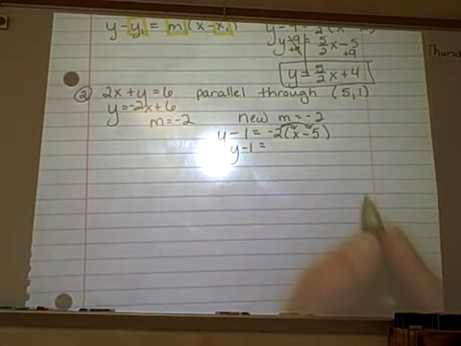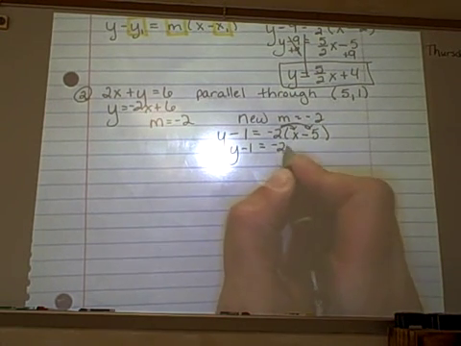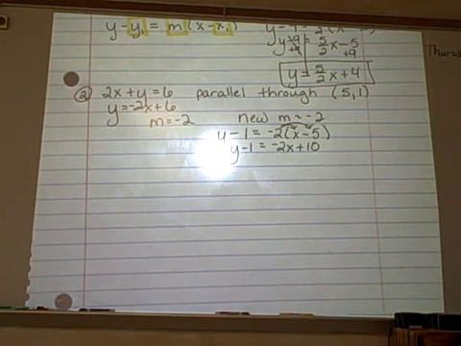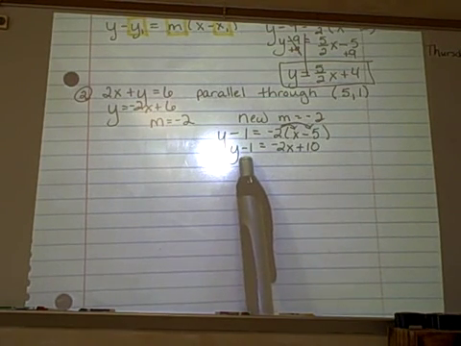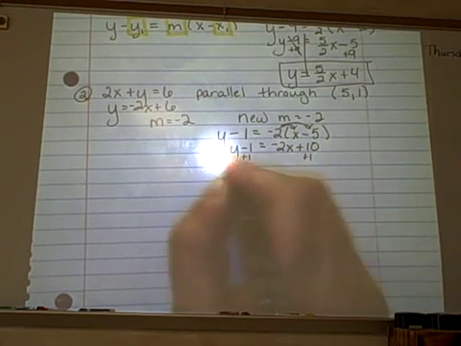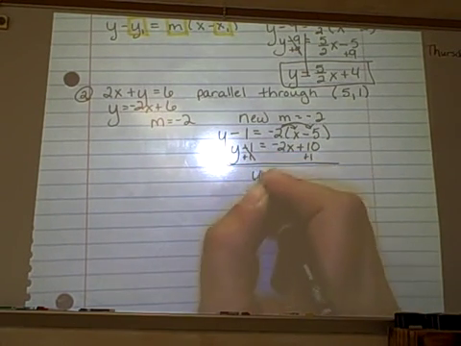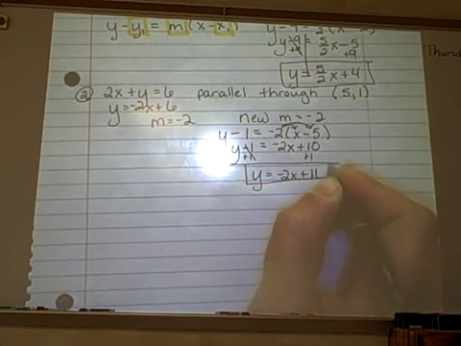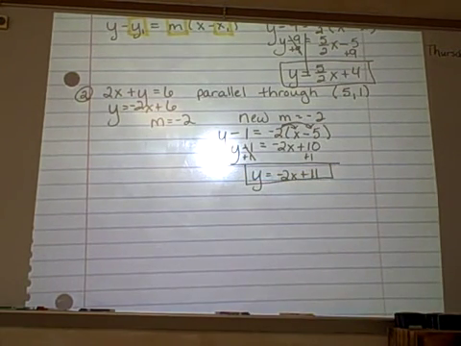Y minus 1 equals negative 2x plus 10. And it's almost there. I just have that negative 1 right there to fix. So to move that minus 1 over, you've got to add 1. You're adding 1 to both sides. There's your new equation. Parallel.